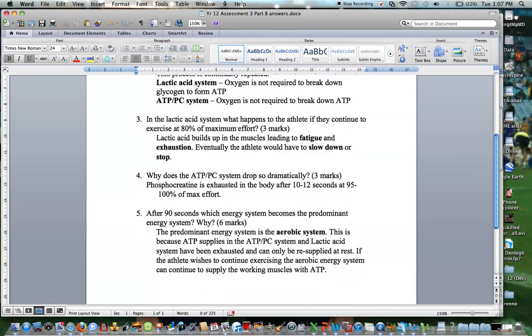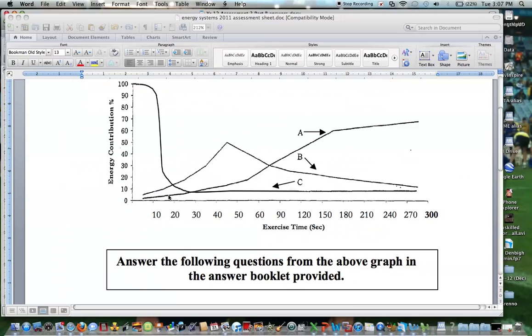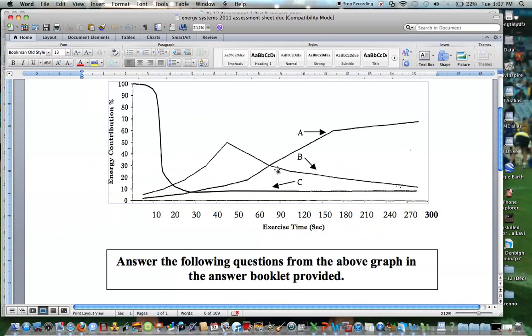And the last question says, after 90 seconds, which energy system becomes the predominant energy system and why? If we go and have a look after 90 seconds, so there we are. We know that these two systems, the lactic acid system and the ATP system, are on their way down. They've been exhausted. It's the aerobic system that's on its way up.